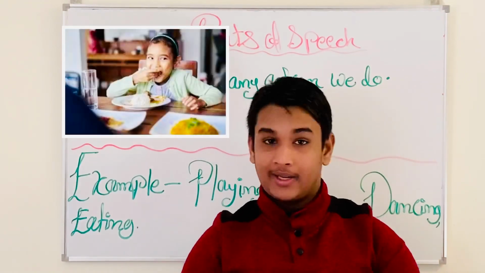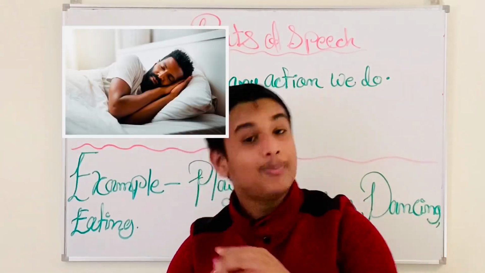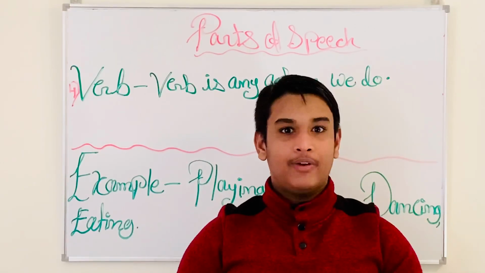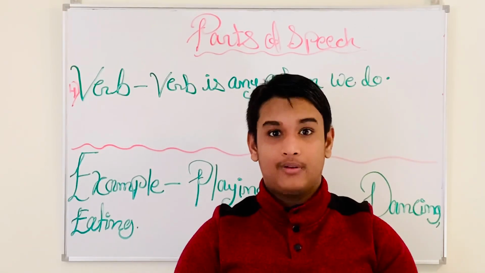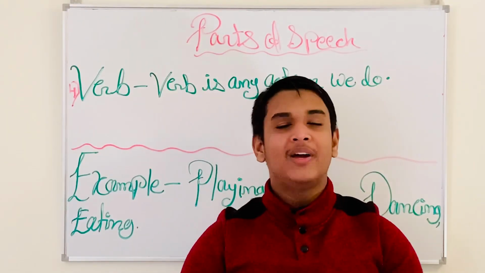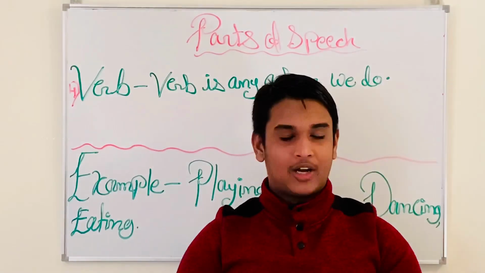Dancing is a verb. Eating is a verb. Even sleeping is a verb. Even running is a verb. And even playing a game is a verb. Even studying is a verb. These are some examples of verbs. Now we learned our fourth part of speech.